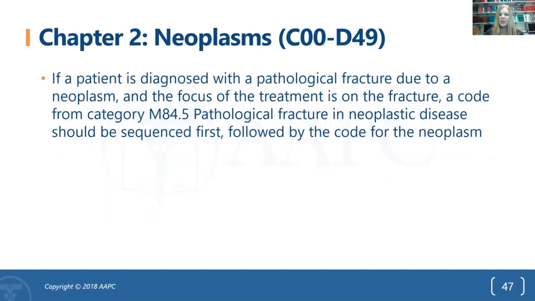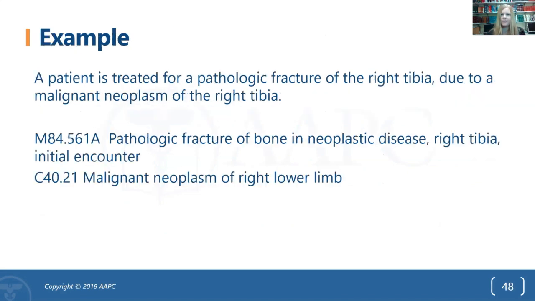When a patient is diagnosed with a pathological fracture due to a neoplasm and the focus of treatment is aimed at that fracture, the principal diagnosis is actually M84.5 for pathological fracture in neoplastic disease, and then secondary is that code for the neoplasm. So first for fracture, if we're treating the fracture as fracture, and then secondary would be our code to specify what type of that neoplastic disease the patient has.